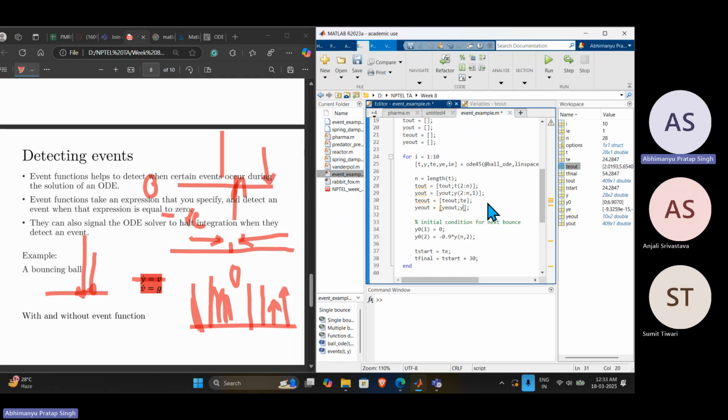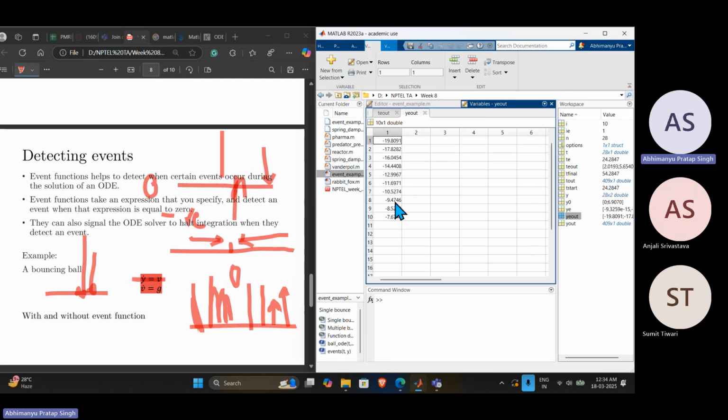Here I will store by 2. Oh, sorry. Here I will store the nth term, second one. So instead of storing the position, I am storing the velocity. So I will get my y out. So this is my velocity after every bounce. After the first bounce, it's minus 19.8, then minus 17.8, then 16, minus 16, minus 14, minus 20, like that.